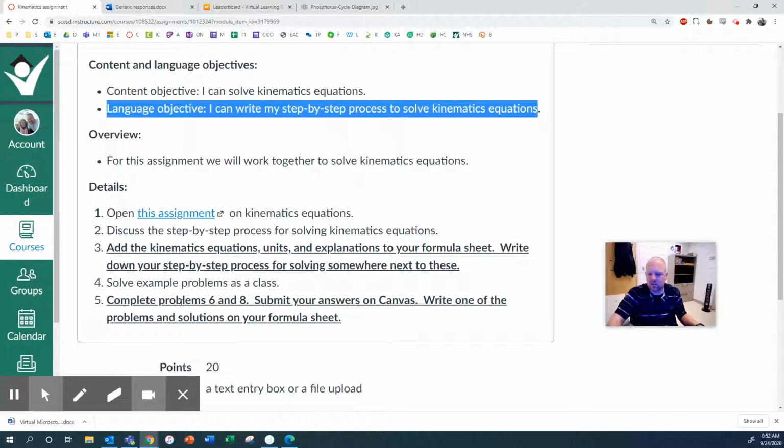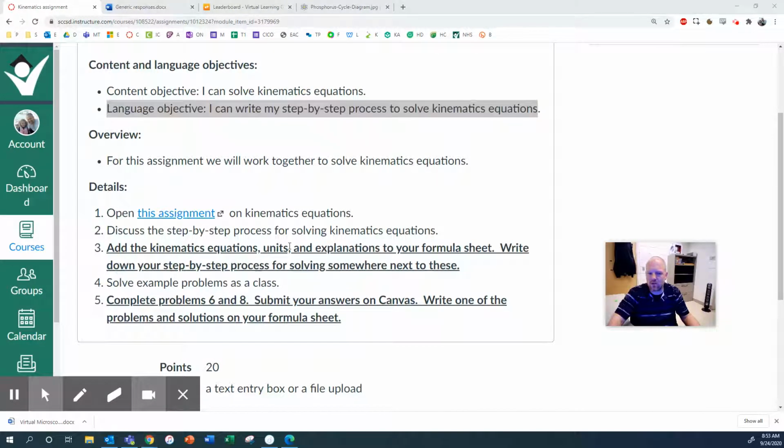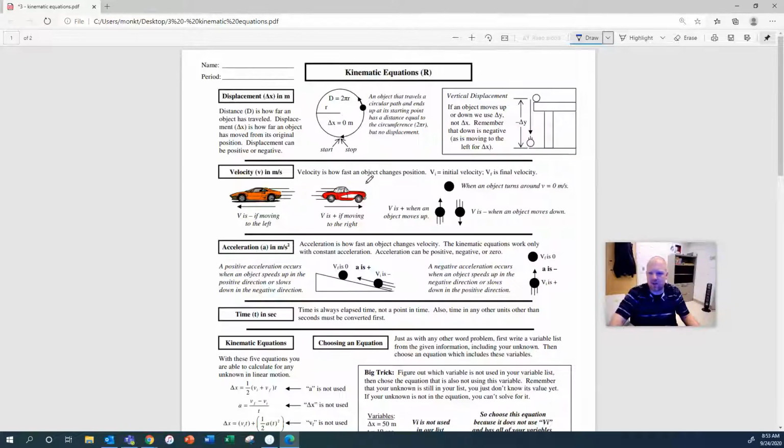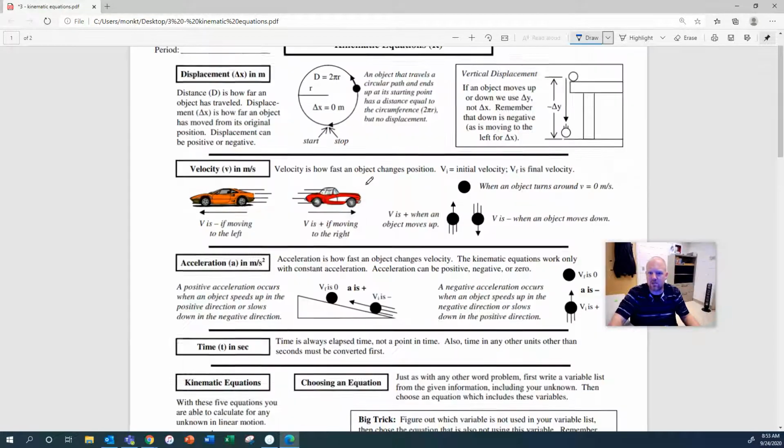And then for today, there are just two problems I'd like you to try to complete. Again, because these are challenging and we can go over them next time. First, go ahead and click on this assignment to open your kinematics equations worksheet. And that worksheet, I just want to go over the basics before we get to the problems.